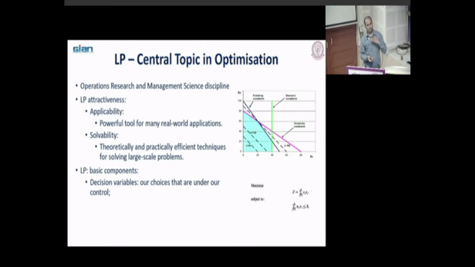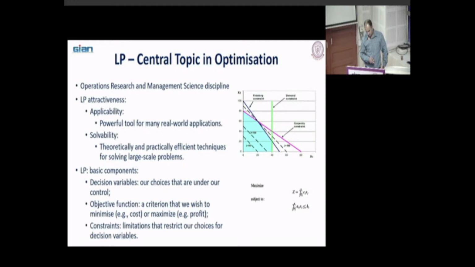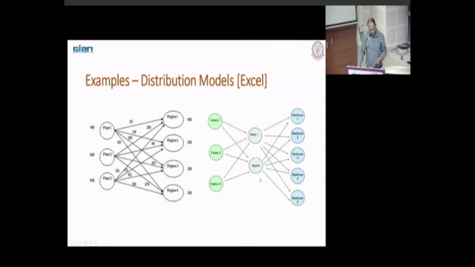Suppose you want to move goods from one location to another location. You know the distance, you know the cost, you don't know how much you want to move. So that's the decision variable. Objective function, again minimization or maximization, and constraints you can see. This is one example of maximization of your profit subject to these constraints. Examples, again: you have suppliers and distribution centers, and in the second case you can see the factory, depot and the warehouse.